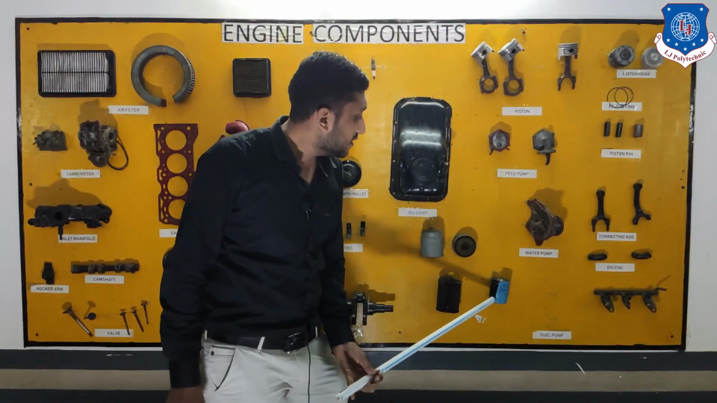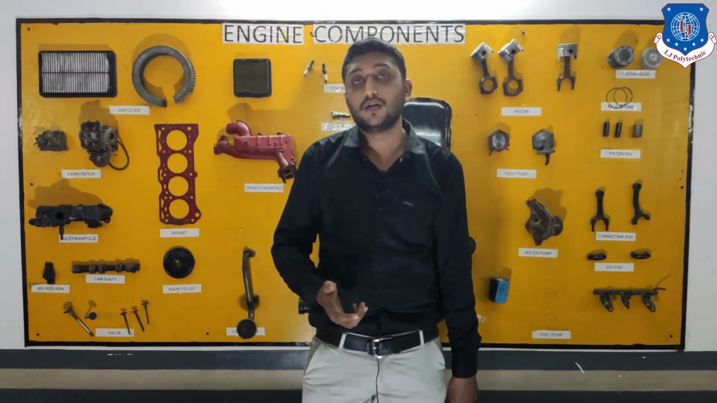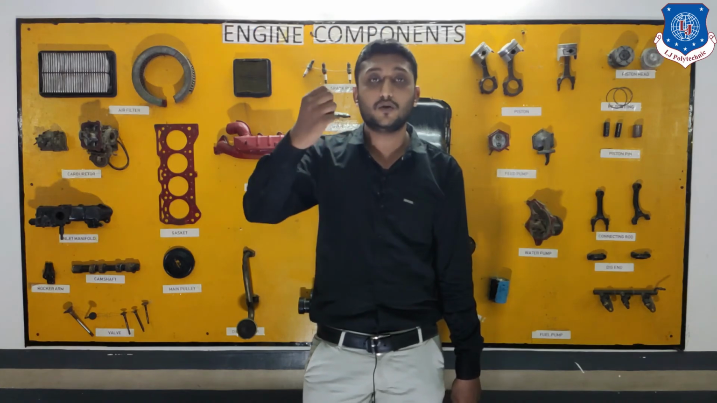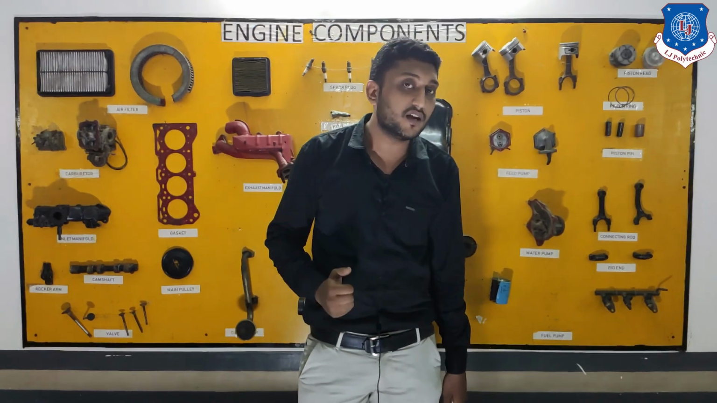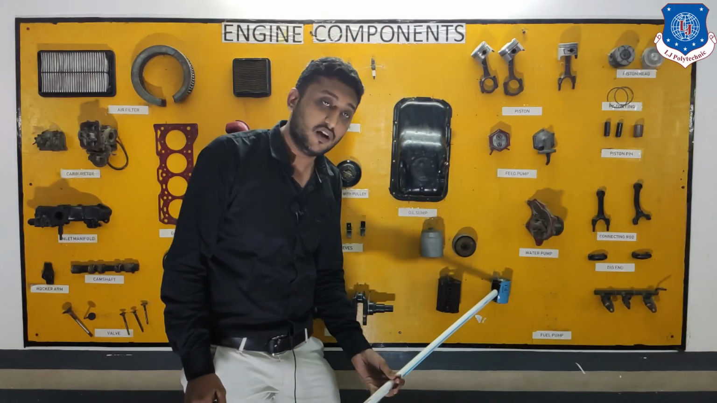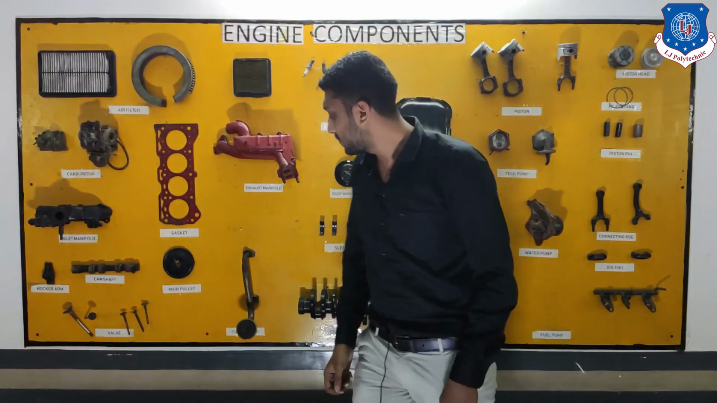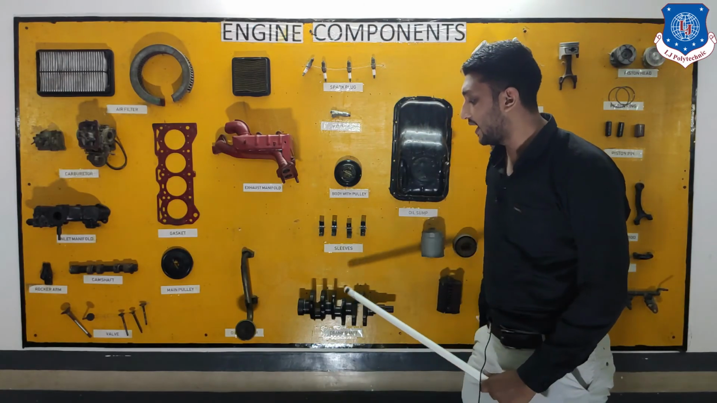Now here you can see the oil filter. What is the function of the oil filter? As we know, lubricating oil should be filtered before being sent to the oil gallery, and that filtration process is done inside the oil filter. Here you can see the diesel filter. What do you mean by diesel filter? In diesel engines, diesel is a heavier fluid and it may contain some contaminants, so in order to filter that, a diesel filter is required.